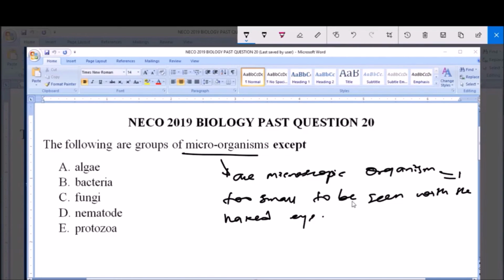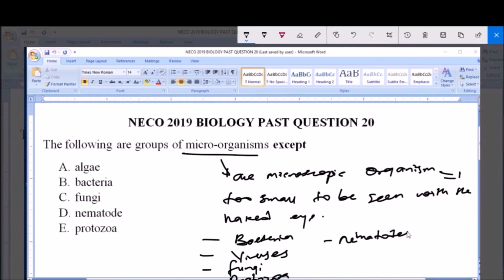Now, these microorganisms include the bacteria, viruses, fungi, the protozoa, the nematodes, and the microalgae.